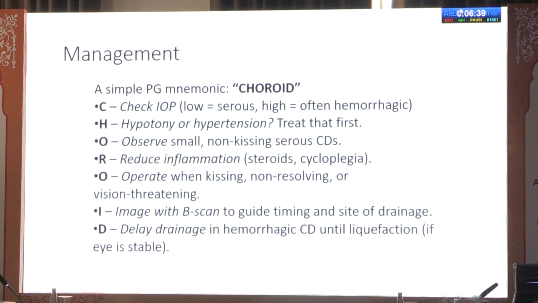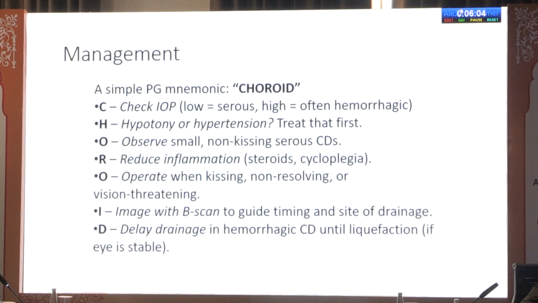For the management of choroidal detachment, a simple mnemonic that you can learn is CHOROID. C is first to check IOP to differentiate whether it's serous or hemorrhagic. Then hypotony or hypertension, treat that first. If there is hypotony, as in previous talks we have talked, you treat the hypotony. If the pressures are high, you treat them. Then observe small non-kissing serous choroidal detachment. Sometimes they do settle down on their own. You reduce the inflammation by giving steroids and cycloplegics.